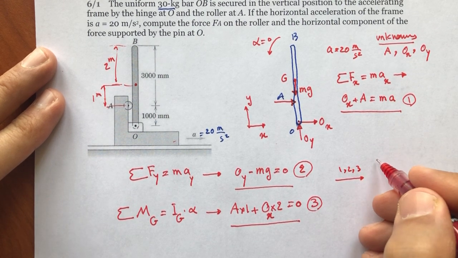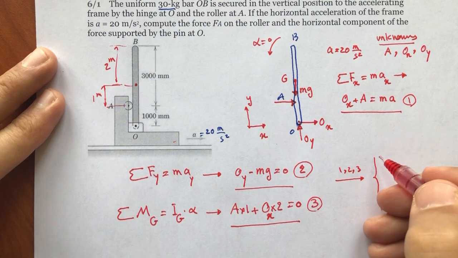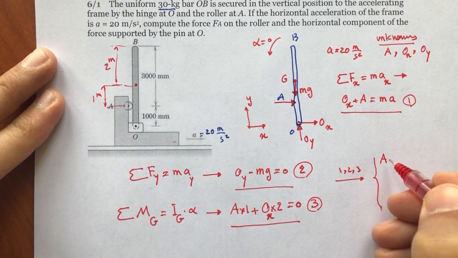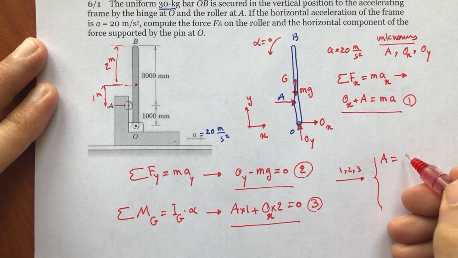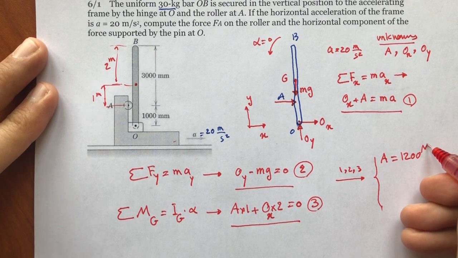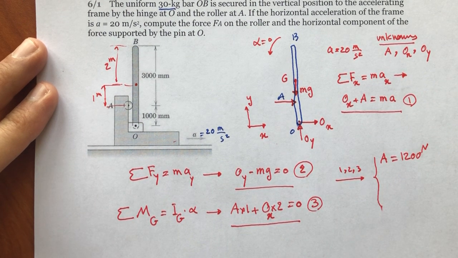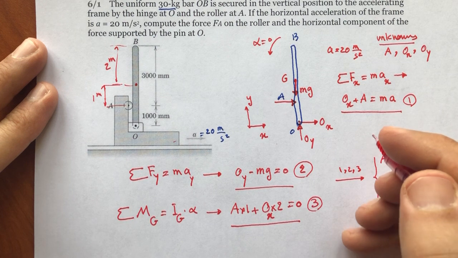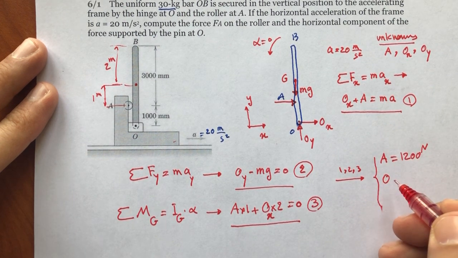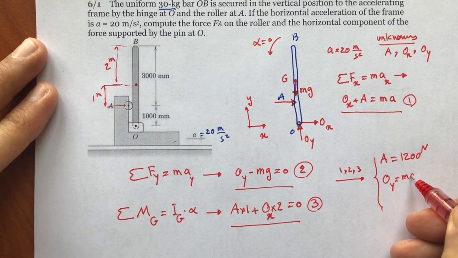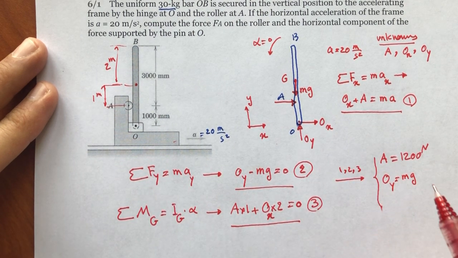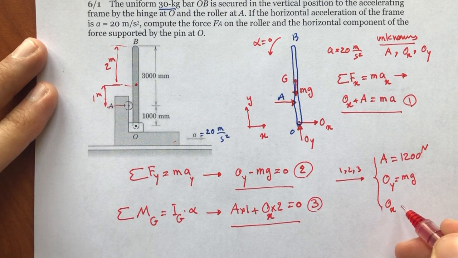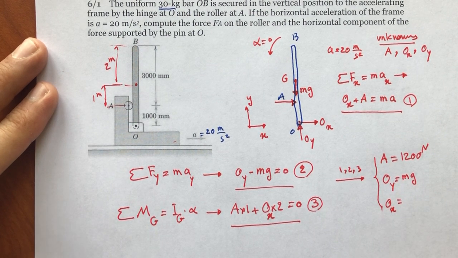If you combine all of them together, 1, 2, and 3, you can find all of those forces. I'll let you calculate that. You can use your calculator. If you do that, A is going to be equal to 1200 Newtons, and OY is going to be equal to mg. And OX is going to be equal to 600 Newtons.